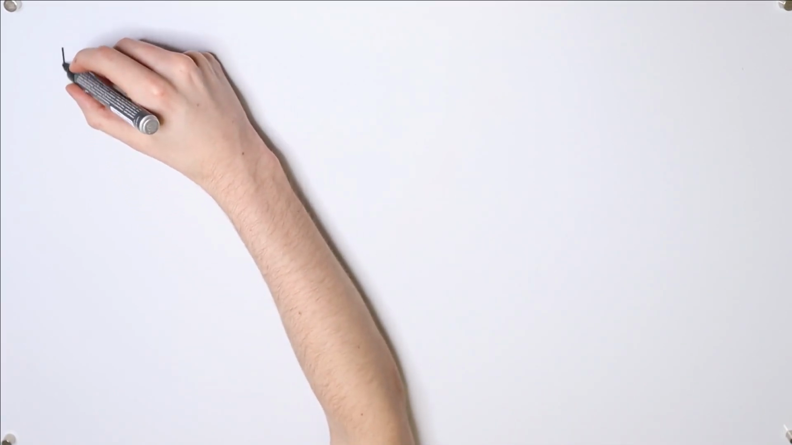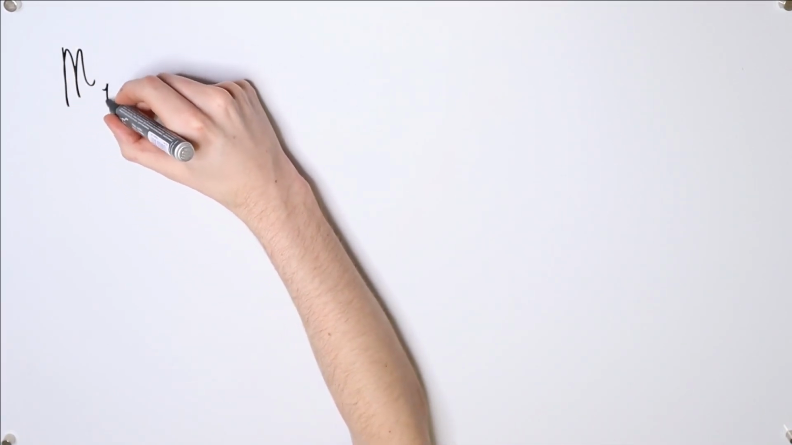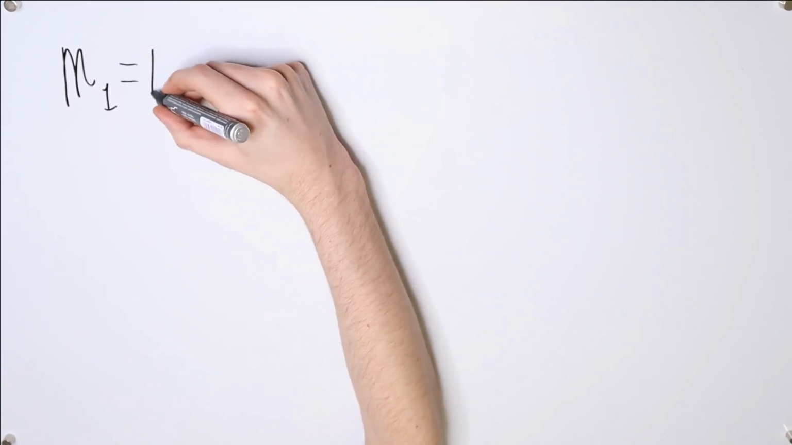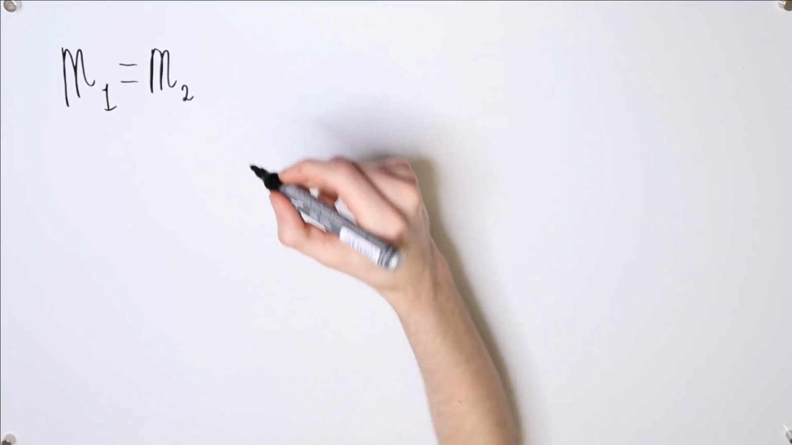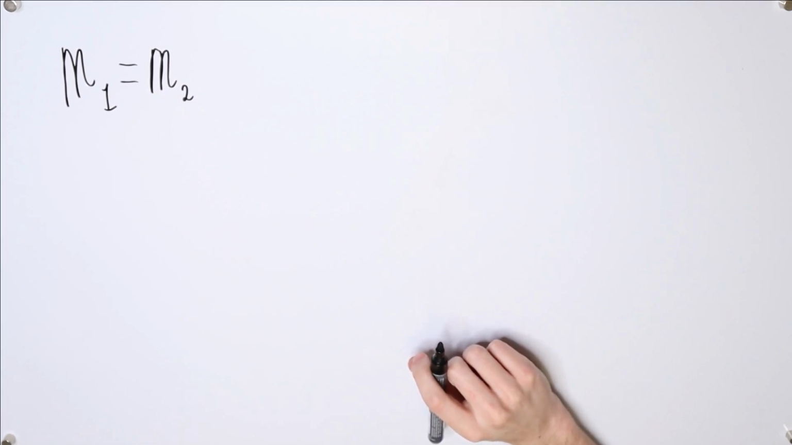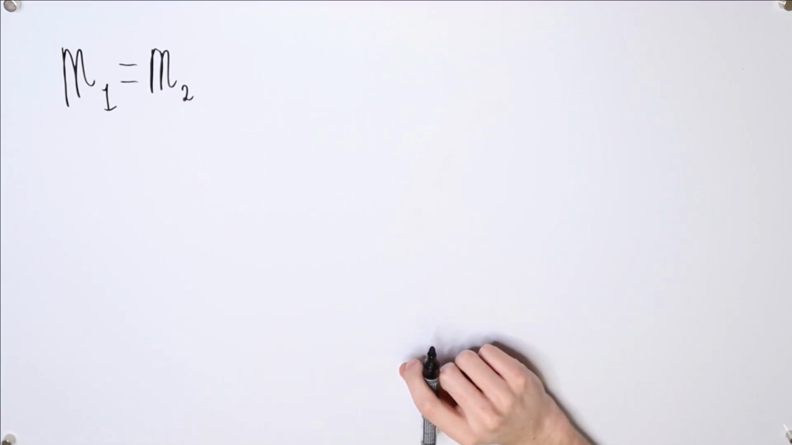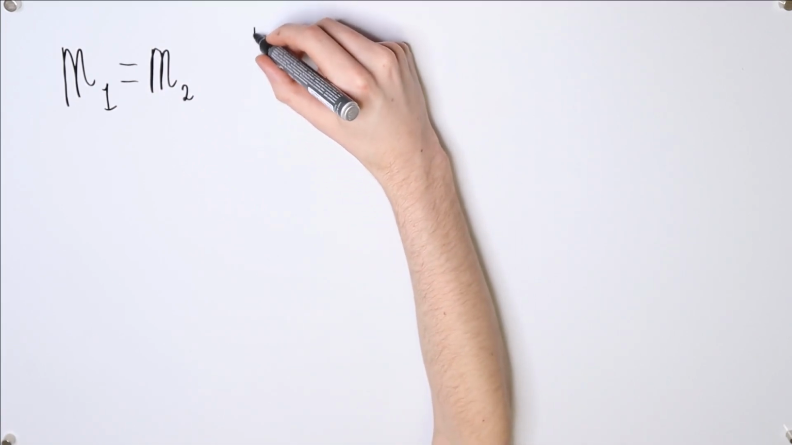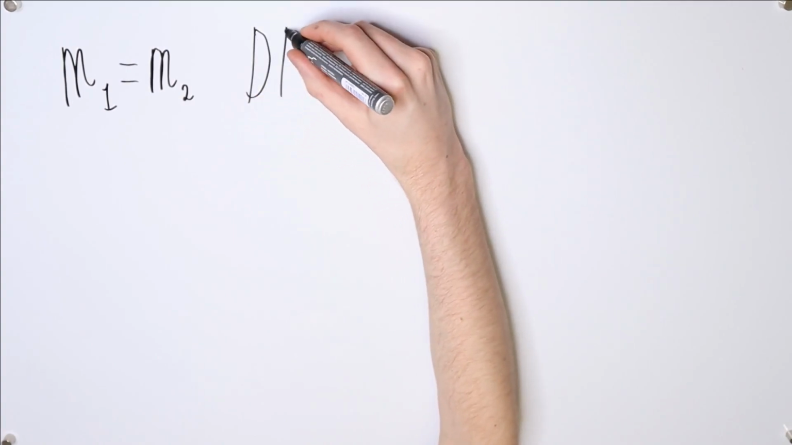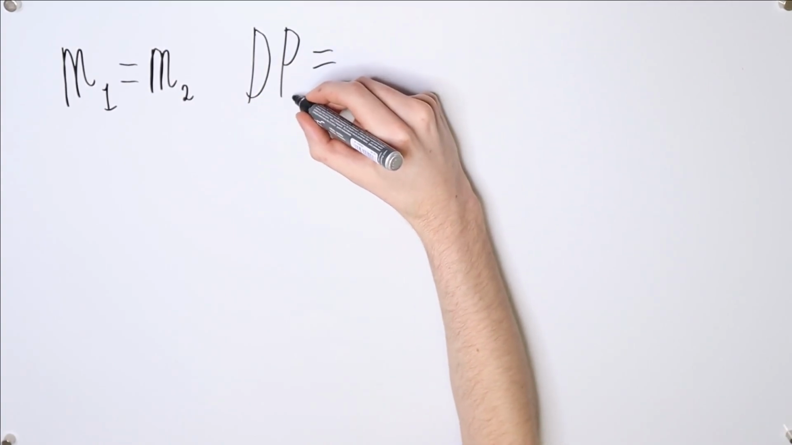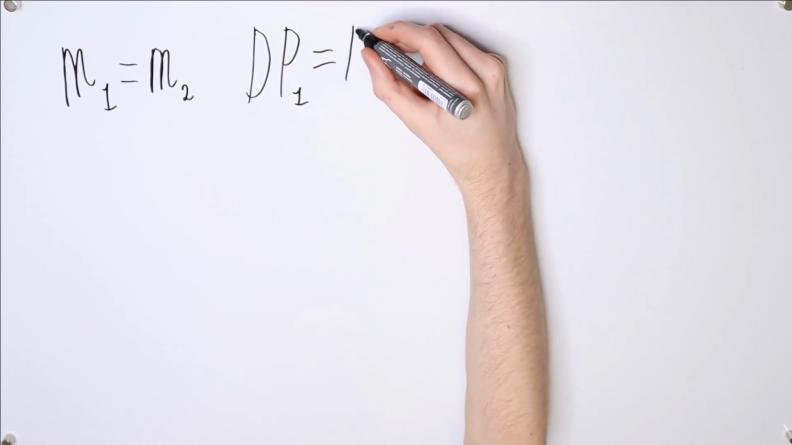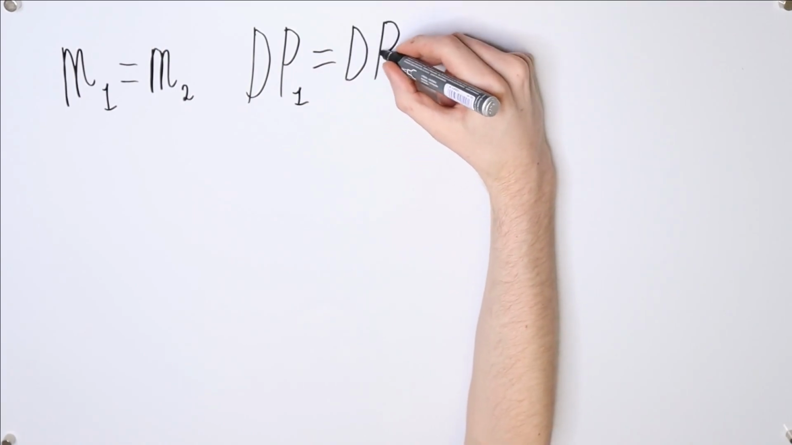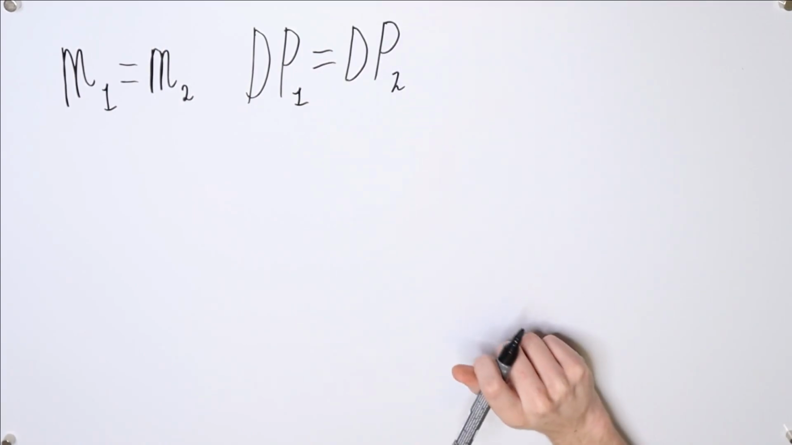The first requirement is that the module of one gear is equal to the module of the second gear. And this basically means that the gear teeth have to be the same size on both gears. If you're in the inch standard system, this means that the diametral pitch of one gear has to equal the diametral pitch of the other gear.